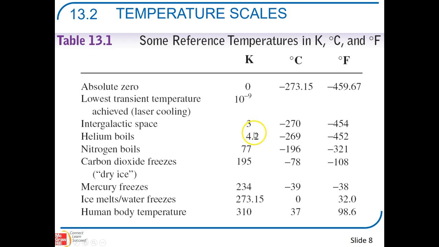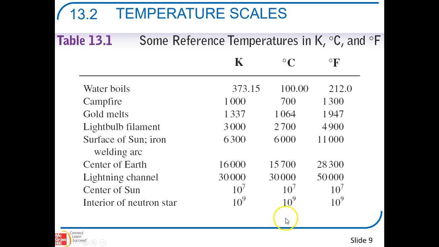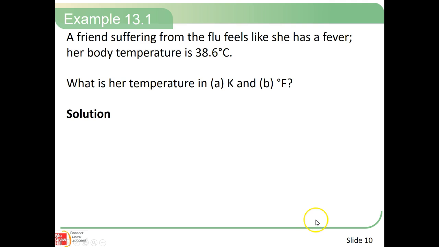Intergalactic space is pretty cold. It's about 3 Kelvin. Absolute zero is 0. The lowest transient temperature, so what we've tried to get to, we've not hit absolute zero, but we've come very close. About 0.000000001 Kelvin would be the lowest temperature that we've ever seen. Some other reference temperatures are when water boils, a campfire, gold melts, the center of the Earth, the center of the Sun, and the interior of a neutron star, so pretty hot temperatures there.